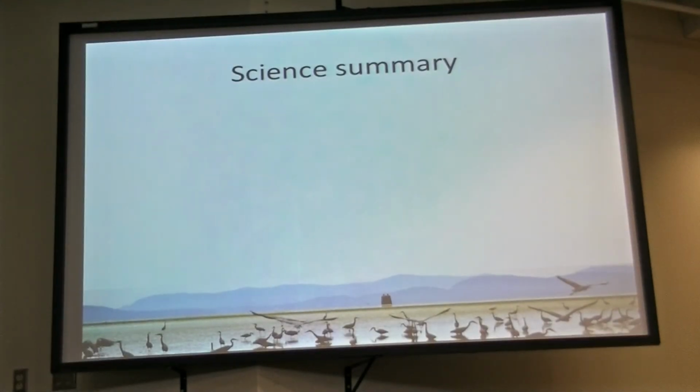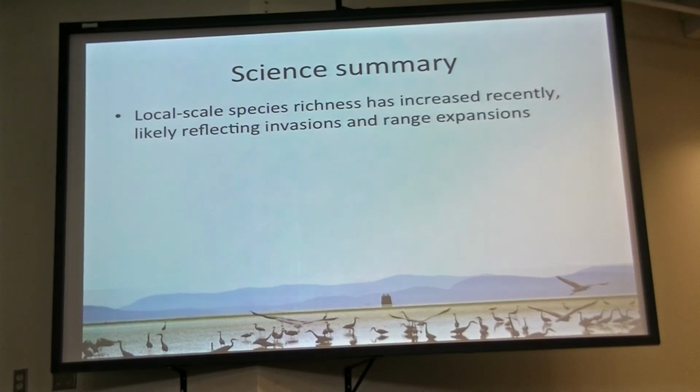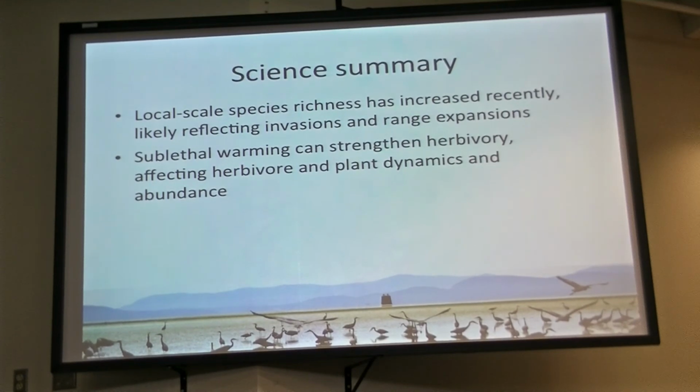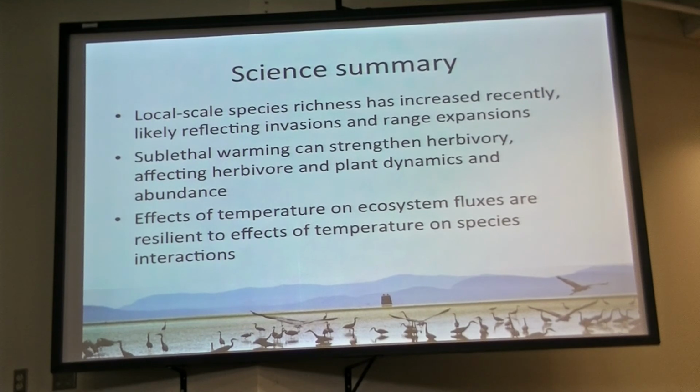So the science summary: I talked about a lot of different things. The main take-home scientific findings are that local scale species richness has increased recently in benthic breeding systems, and it's likely reflecting invasions and range expansions. Still working on the details. Sublethal warming can strengthen herbivory, affecting herbivore abundance and herbivore and plant dynamics. And finally, effects of temperature on fluxes in our ecosystem experiments were resilient to the effects of temperature on species interactions.